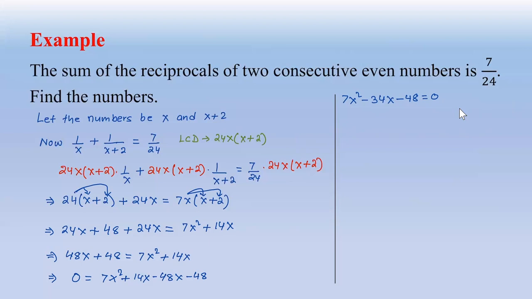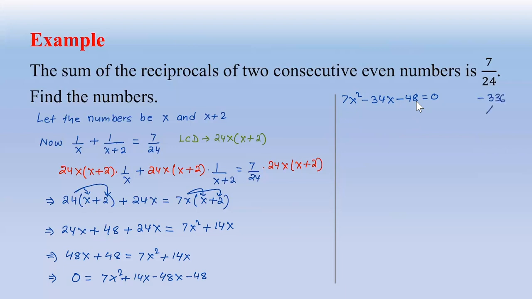Now we can solve this equation by any method we want. You can factor it and solve it. You can use the completing the square method. You can use the quadratic formula. You can use any method and solve this. I'm going to use the factoring method. In the factoring method, what we do is we multiply the first and the last term. So 7 times negative 48 is negative 336.